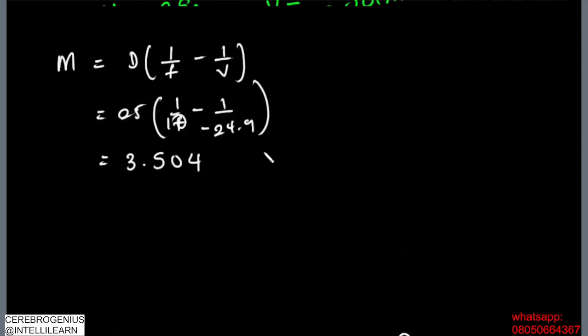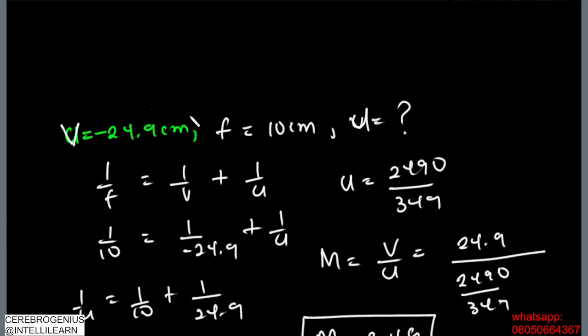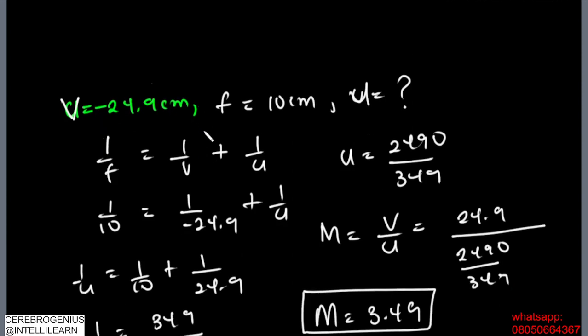But when it is functioning as a microscope, we got a magnification that is greater than normal. So automatically it means it cannot function as a microscope at that particular stage and now go and form image at 24.9. 24.9 is greater than what you're supposed to have.